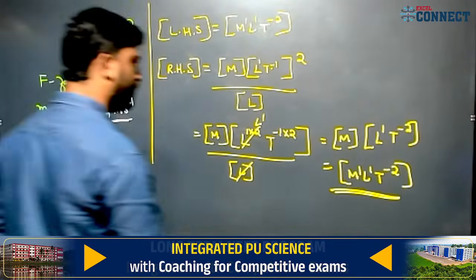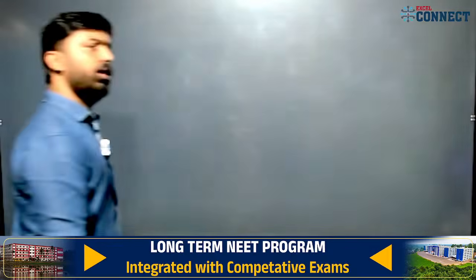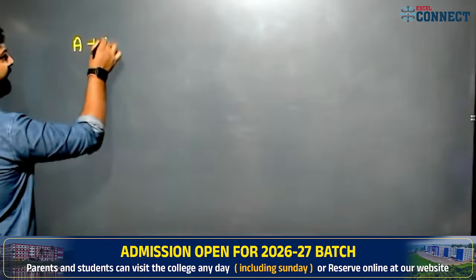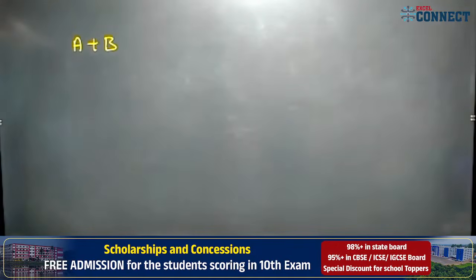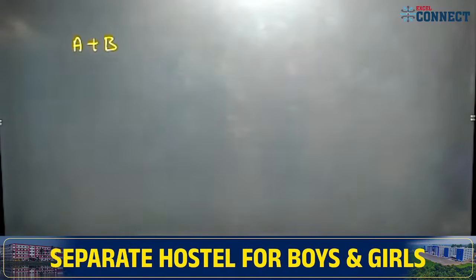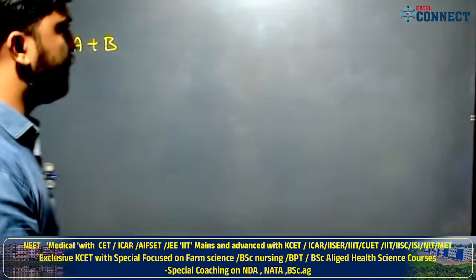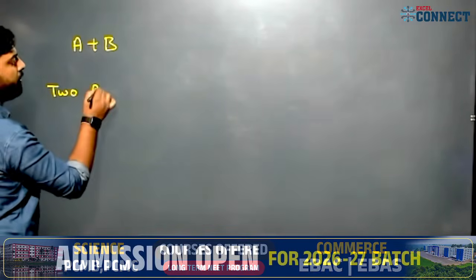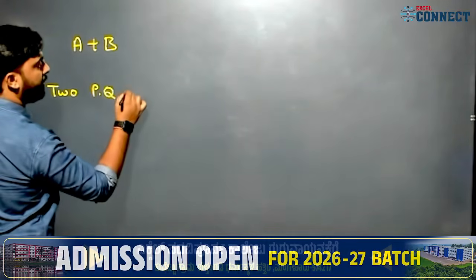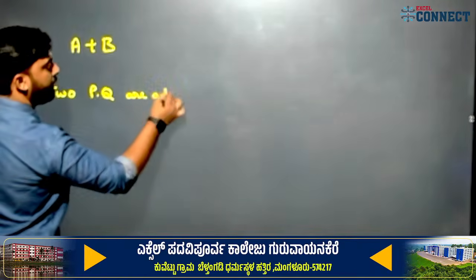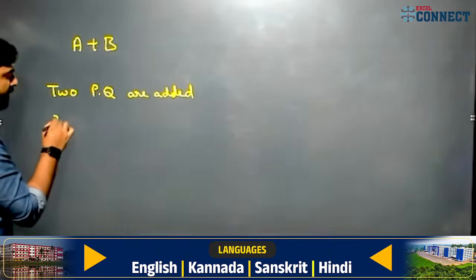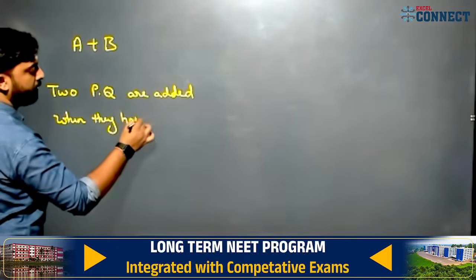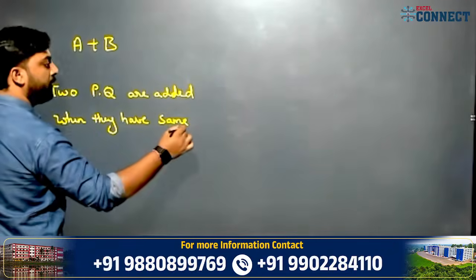Before that, we should know one simple concept. If A and B are getting added, there are two terms and two physical quantities. When can two physical quantities be added? You should know this. Two physical quantities are added when they have same dimension.